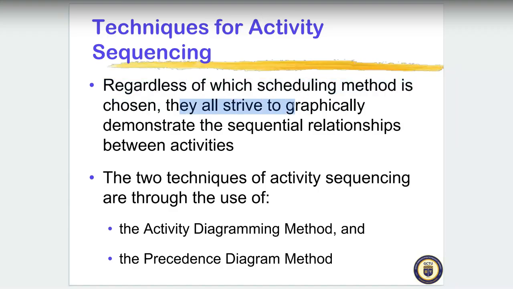They all strive to graphically demonstrate the sequential relationship between activities. The two techniques of activity sequencing are through the use of the activity diagramming method and the precedence diagram method. Please take note, I repeat for the last time. The activity diagramming is the one where you draw the circle, put the activity name in it, and use the arrow to point. The precedence diagram is the one where you draw the box, connect the box, draw the box, connect the box.